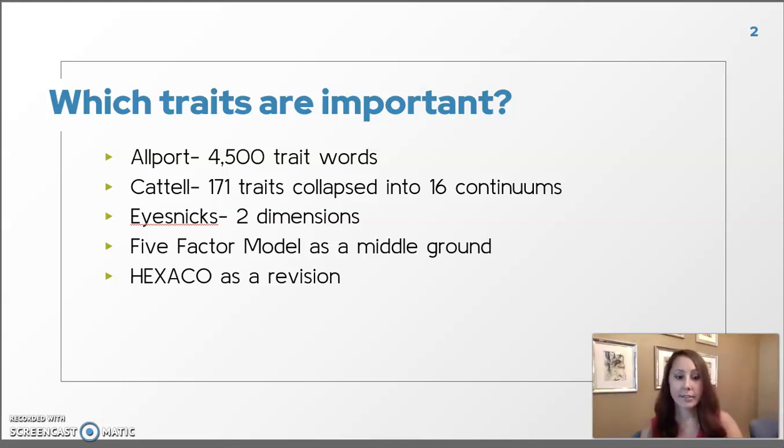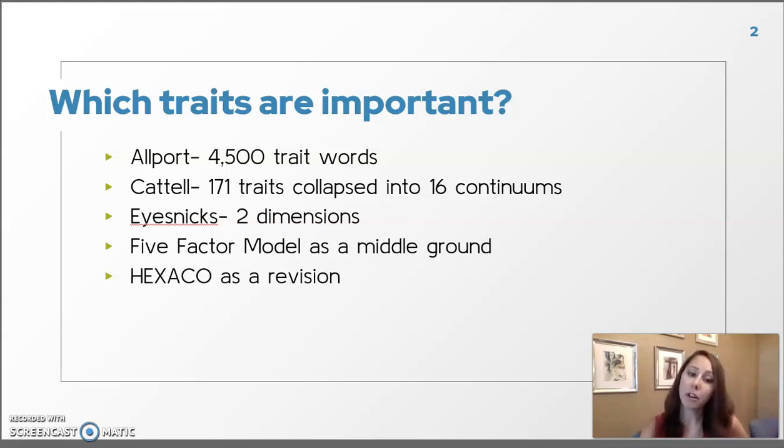The Eysencks said, y'all are making this way too complicated. There's 2 key dimensions, and everyone would fall as either high or low on both of those, which would create 4 different groups of personality types. So everyone can be effectively categorized as one of 4 types. So much more simple, and your textbook goes over what exactly those dimensions are.